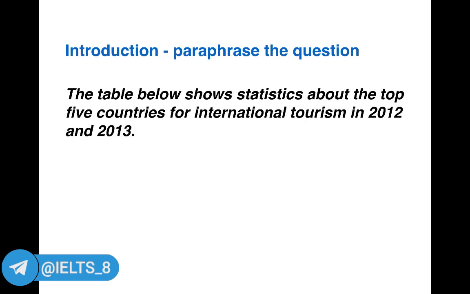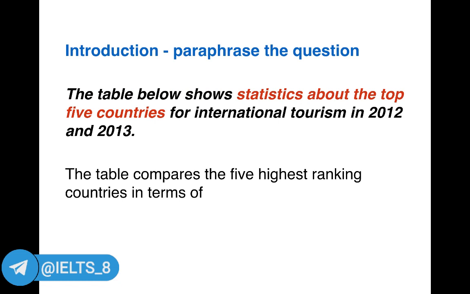The technique is to paraphrase the question. Just change some of the words in the question where you can. Here's the question again. The table below shows statistics about the top 5 countries for international tourism in 2012 and 2013. And we'll go through this question section by section, changing some of the words. Starting with the table below shows. I've changed that to the table compares. Then statistics about the top 5 countries. The 5 highest ranking countries in terms of.